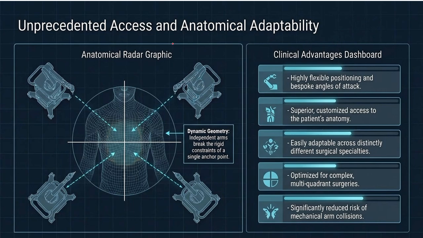So what is the actual benefit of this modular cart system? It is unprecedented access and anatomical adaptability. If you see, our human body is divided into four quadrants, and from all the quadrants we can take the arms. It is not like we can take only a single arm. If we do the cart placement like this, we can target this, our target anatomy.